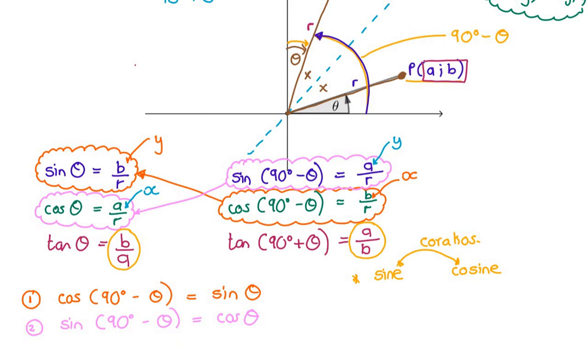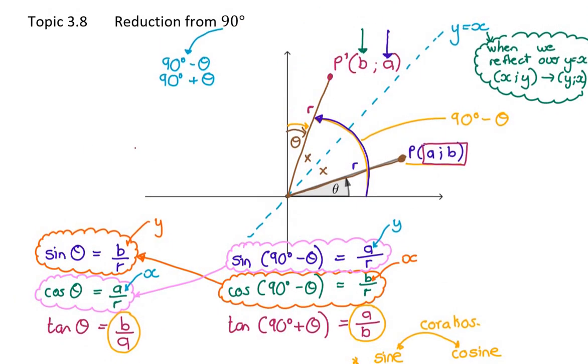Now I want to go back up here because there's another angle. We've discussed 90 minus theta and we've seen how the name swaps. But now we have to look at 90 plus theta. So now the question is, how would I create an angle of 90 plus theta? Well, if I took P dashed and reflected it over the y-axis, I would get a point which I would now call maybe P dash dashed. And this would be an angle of theta there. So basically I would have taken P dashed and reflected over the y-axis.